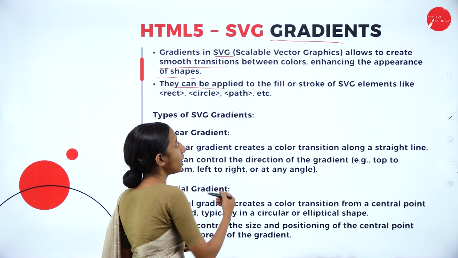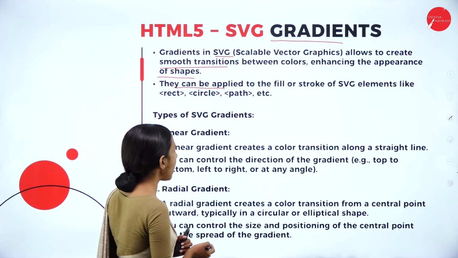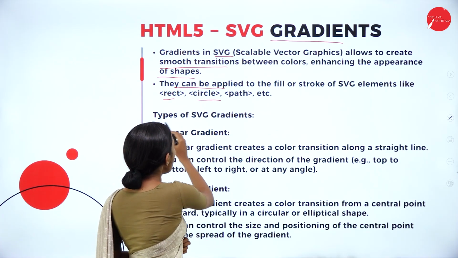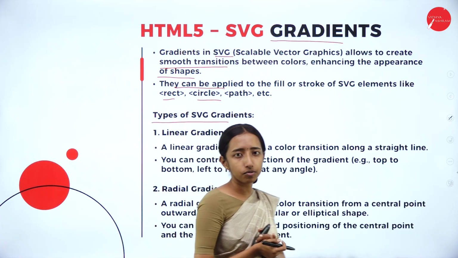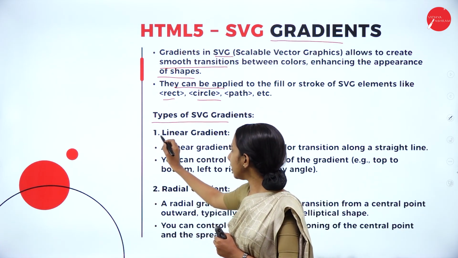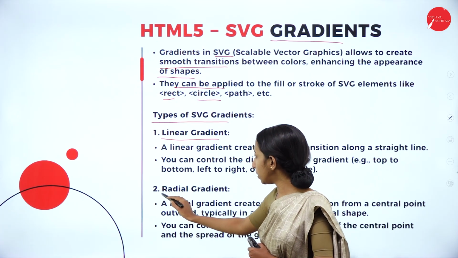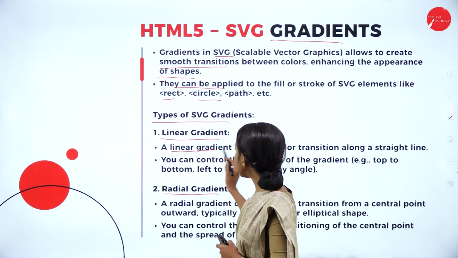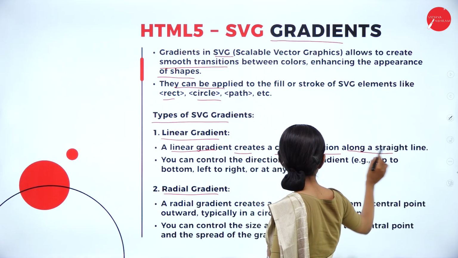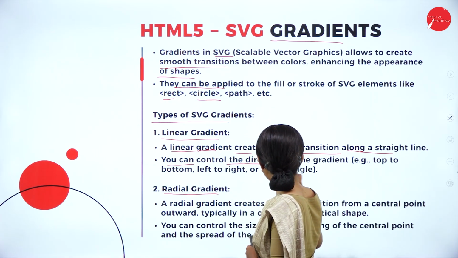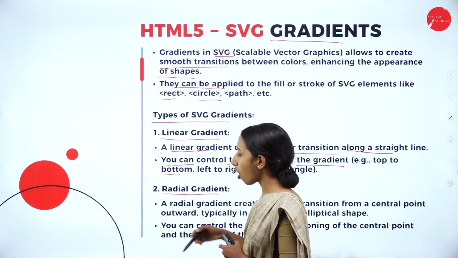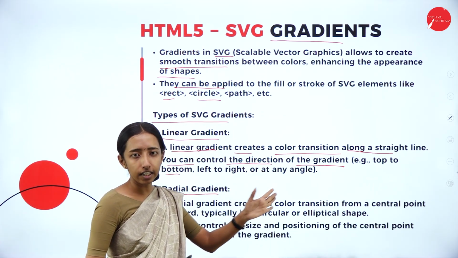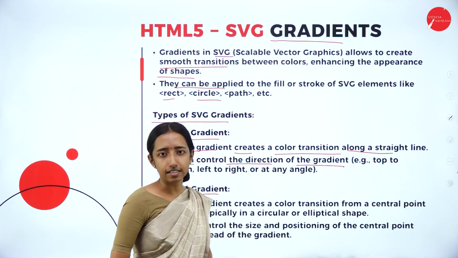They can be applied to the fill or the stroke of SVG elements like rect, circle, paths and so on. Now there are different types of gradients. In that we will be learning the first one, linear gradient, and the second one, radial gradient. So what is this linear gradient? A linear gradient creates a color transition along a straight line and you can control the direction of the gradient, for example top, bottom, left or right. So linear means it will be in a linear format.